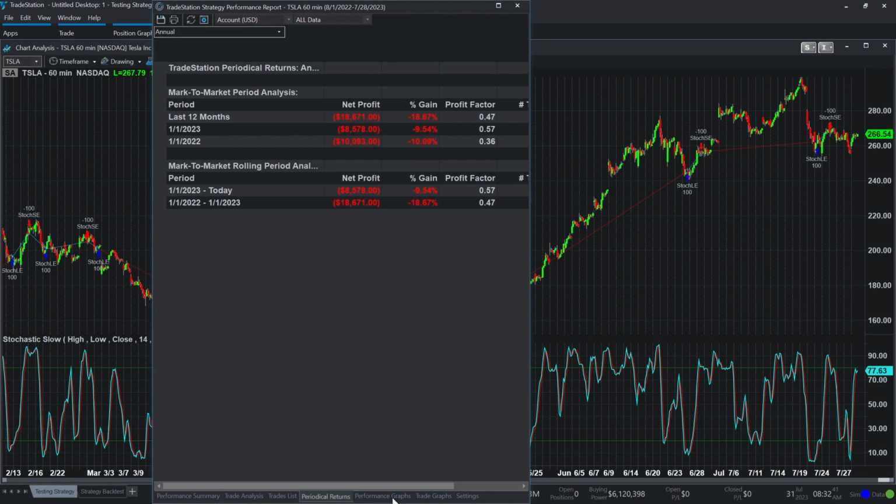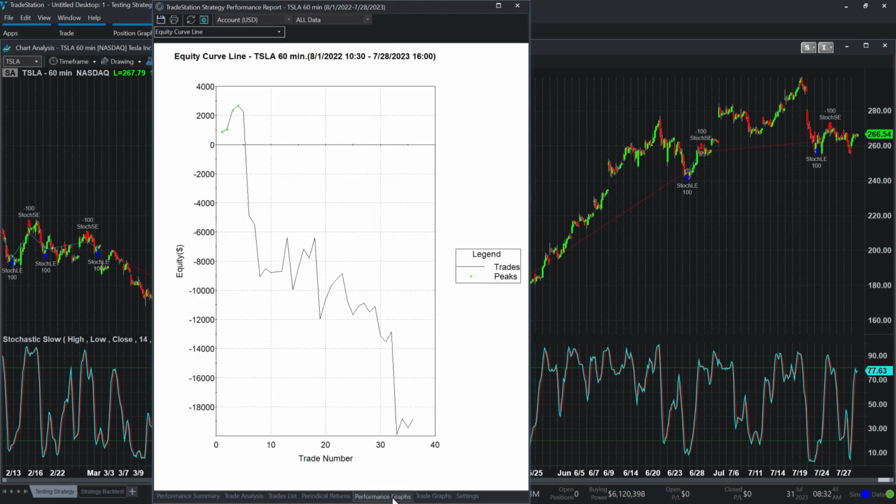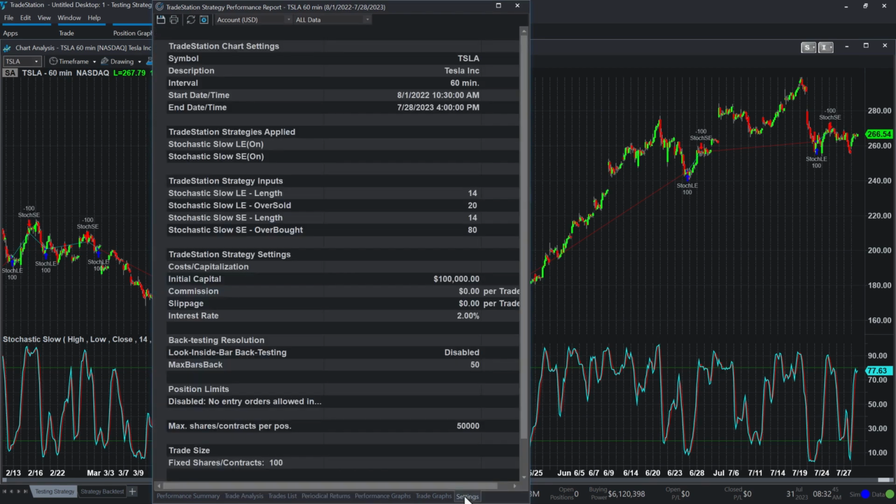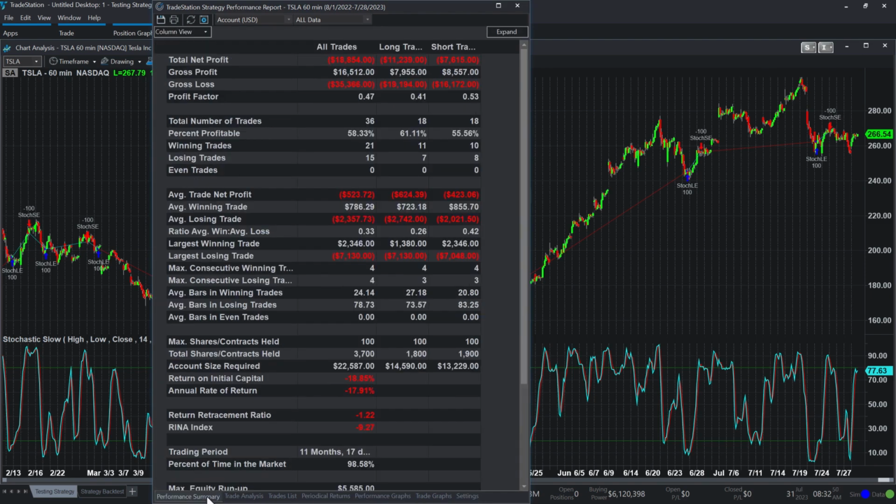TradeStation allows you to test your strategies on historical data to see how they may perform in certain circumstances. This knowledge can build confidence and help you develop strategies to offer you an edge in trading.